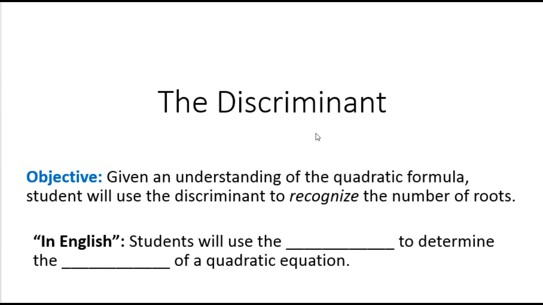Our objective for today is, given an understanding of the quadratic formula, students will use the discriminant to recognize the number of roots. So students will use the, first blank is going to be the discriminant, to determine the roots of a quadratic equation. So we can write that down.